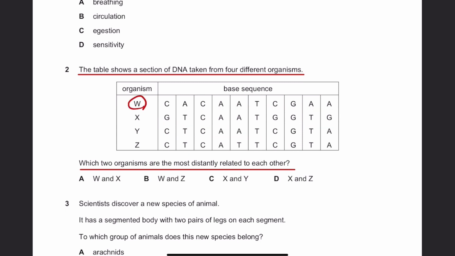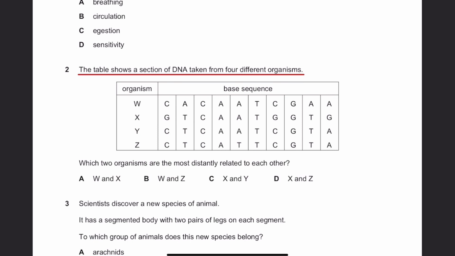So organism W has a base sequence starting with C to A. So CAC, AATC, GAA. X has a base sequence starting from G and ends with G as well. And it has the sequence GT, CAA, TGG, TG. So which is quite different, right?